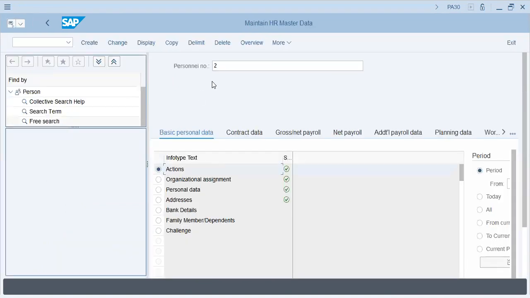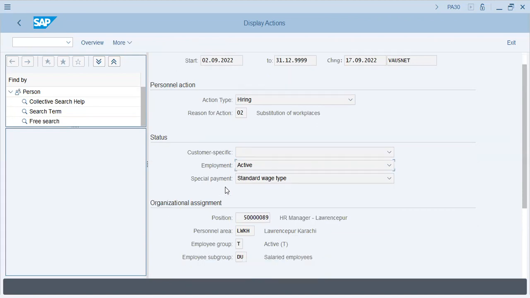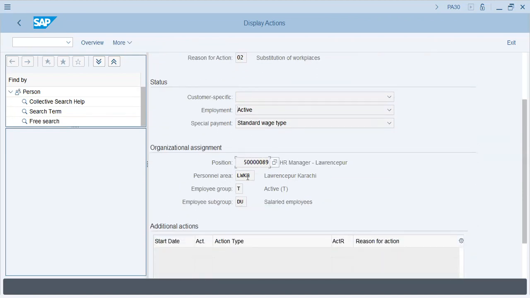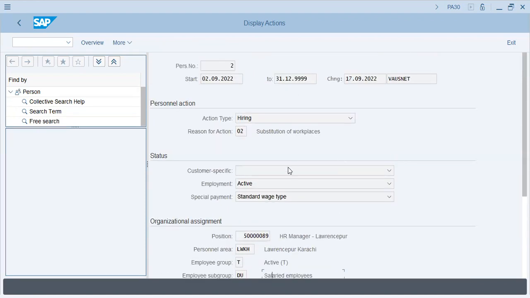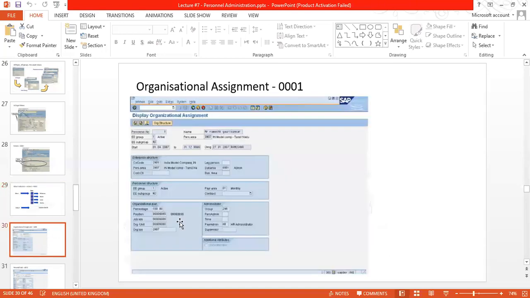And these are actions, for example, display. Employment: active, inactive, retiree, withdrawn. This can be configured, we'll see that. Position is this, and so on. Okay, now I believe it might be clear what basically actions are. So these statuses can be configured.